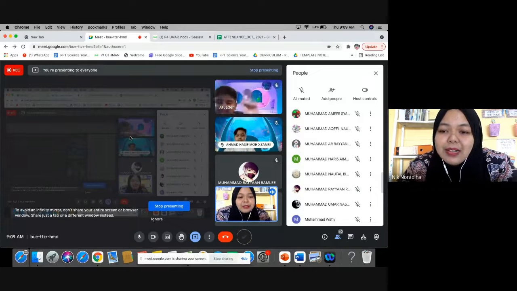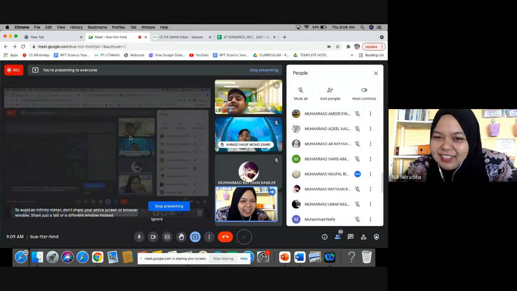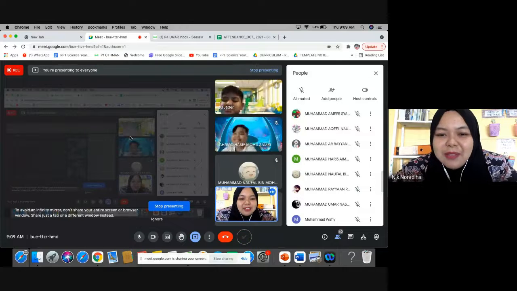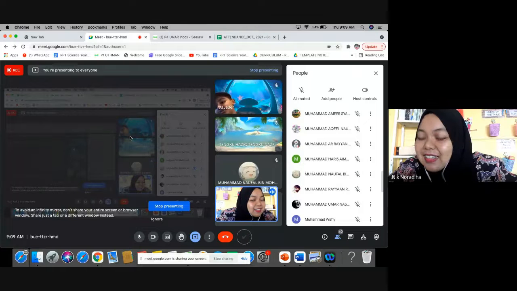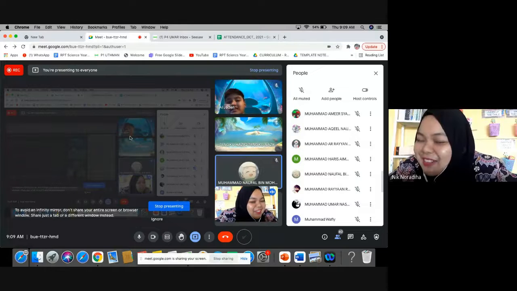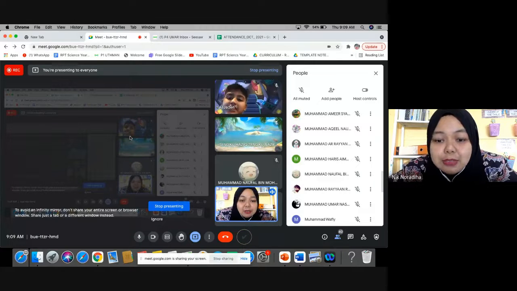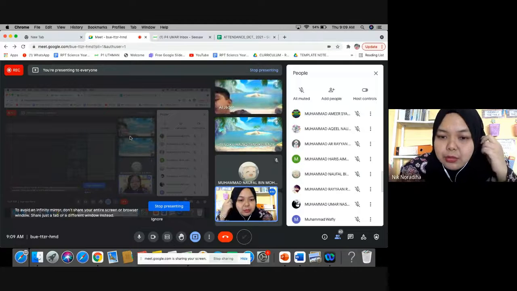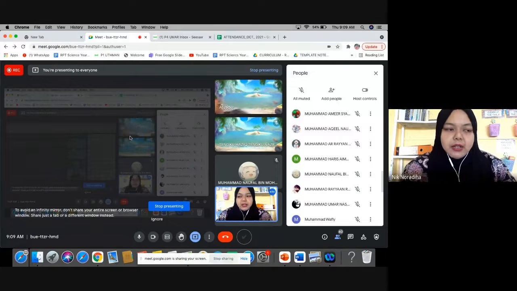How about translucent, Naufal? Muhammad Naufal, what is meant by translucent? Like blur. Translucent means only some part of the light can pass through. That's why we can see a blurry image. We cannot really observe what is behind.